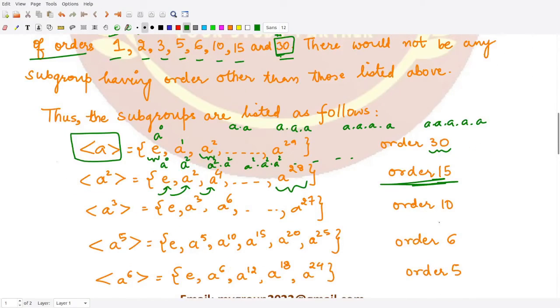So similarly for order 10, the element would be a raised to power 30 by 10, so it would be a raised to power 3. So we are using this to form the subgroup, and the entries would be e, then a cube, then a raised to power 6, then a raised to power 9, and so on. We'll keep on until we reach the element a raised to power 27.